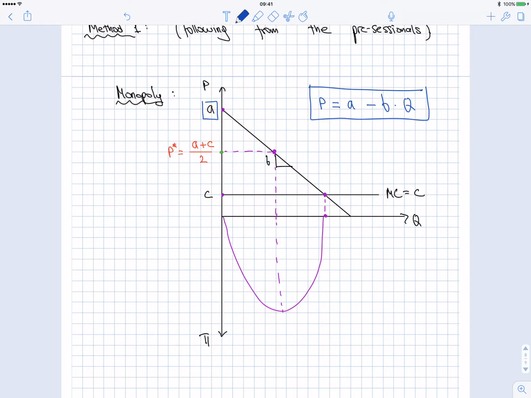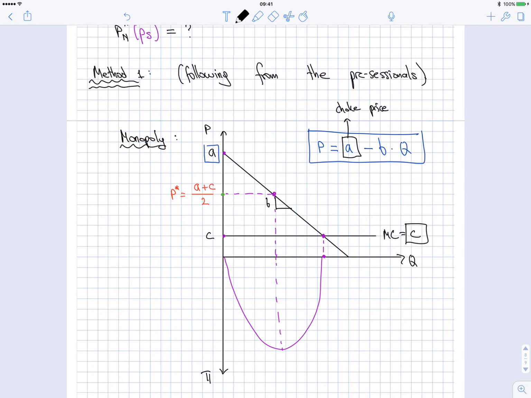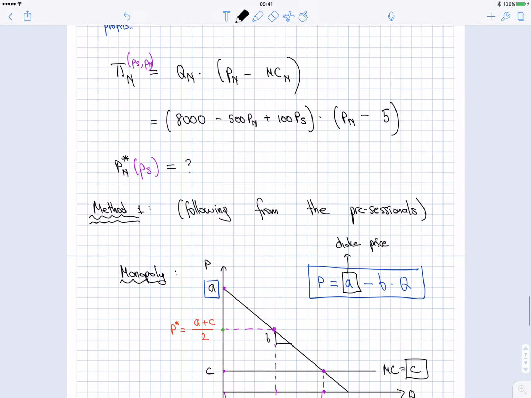So if I have an inverse demand function and I know the marginal cost and I know the intercept of the demand function, sometimes this is also known as the choke price. Why is it known as the choke price? Because if you set the price equal to A, you choke your consumer, i.e. they don't buy anything from you. Okay? That's going to be your choke price. So here is how I can use this method 1 following precessionals in order to answer this question.